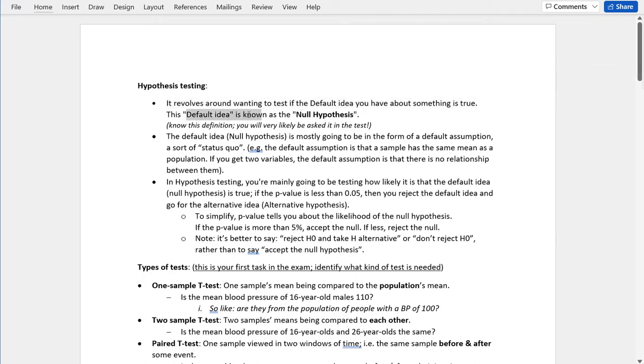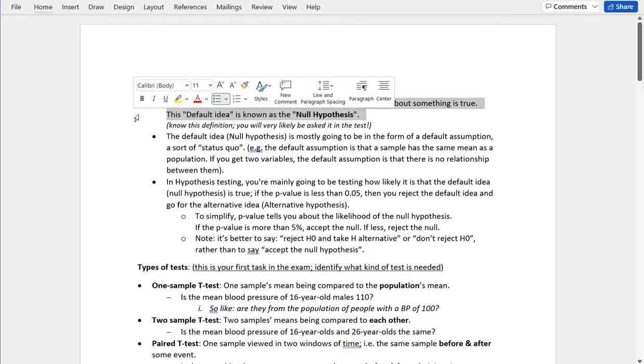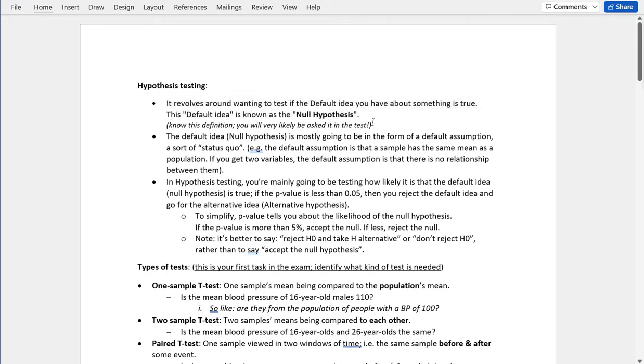This default idea is known as the null hypothesis. This is the hypothesis that you are trying to test. It's very important to know this definition, because in the exam, the examiner will very likely ask you to define the null hypothesis, especially if he sees that you're a bit confused, because he basically wants to understand whether you even know what you're doing. You are testing a hypothesis. The null hypothesis is the default idea you have about something, and you want to test whether this hypothesis is true or not.